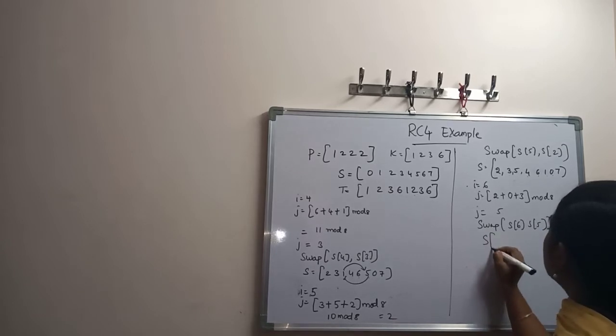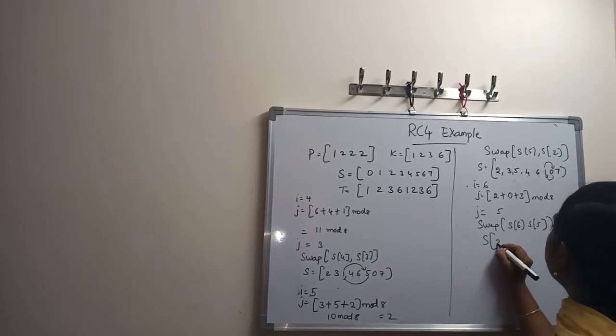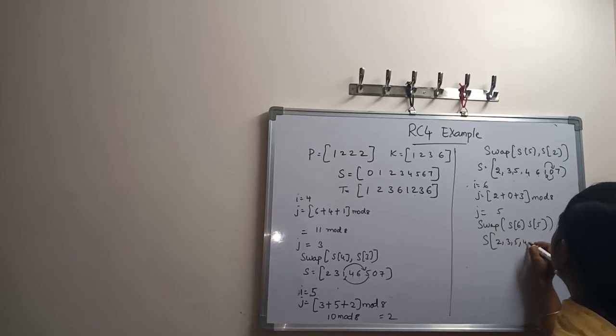Now swap the values and get the vector. So s of 6 comma 5. So 6 comma 5. So we are going to get 2, 3, 5, 4, 6, 0, 1, 7.